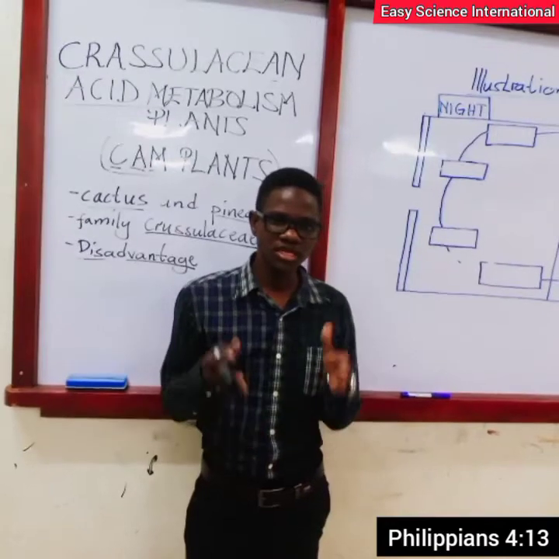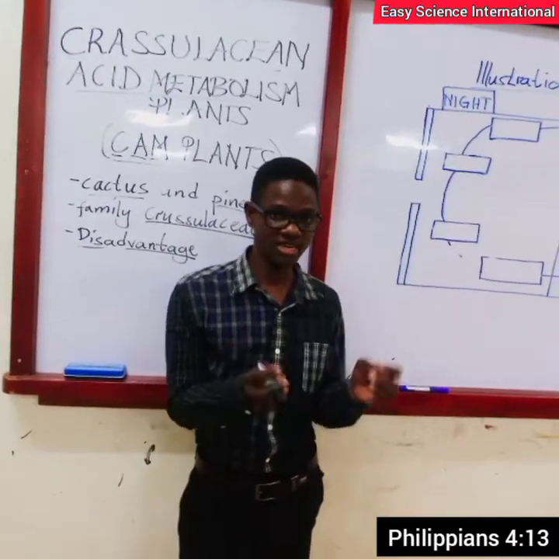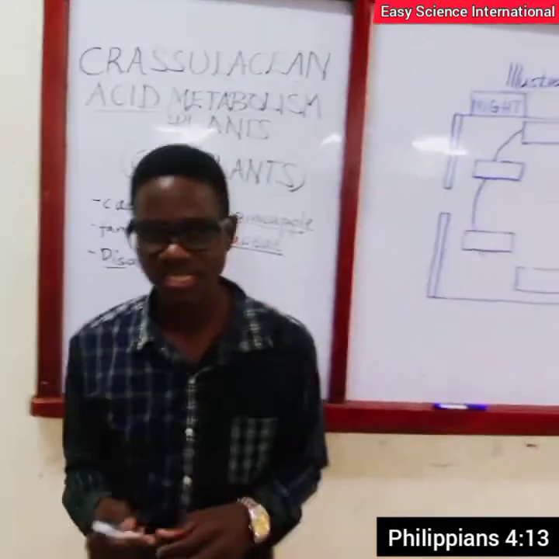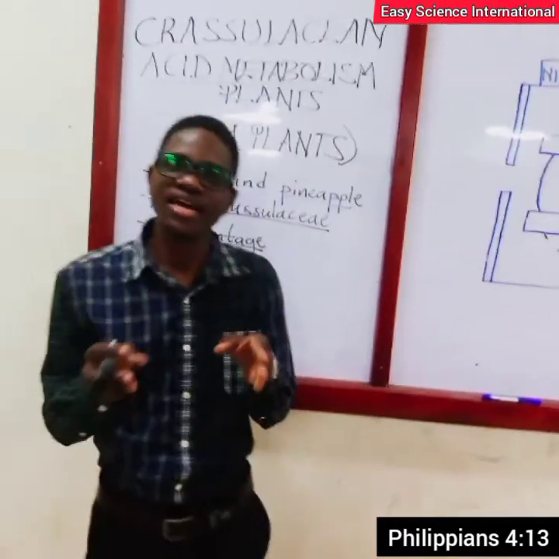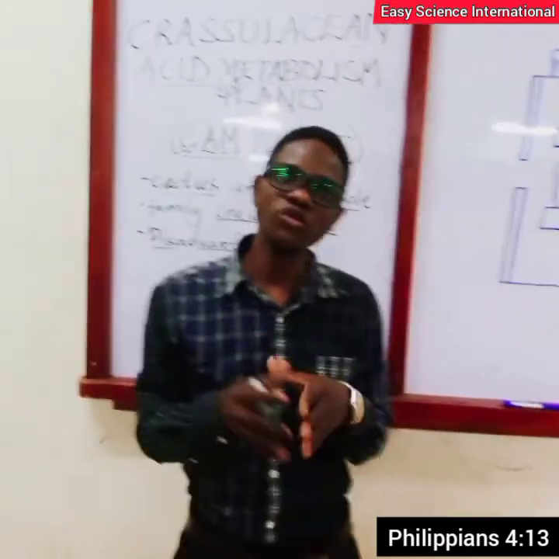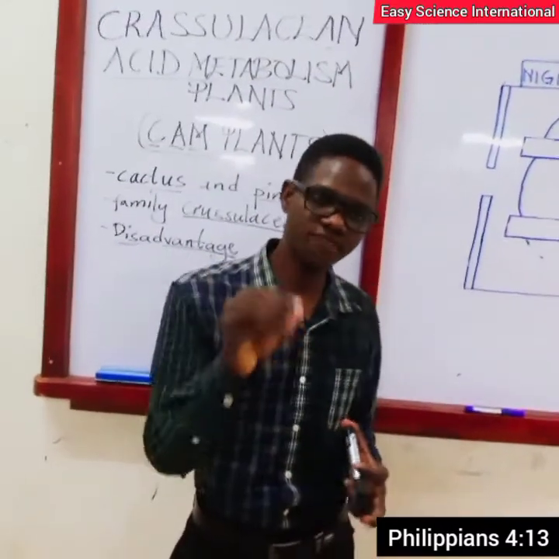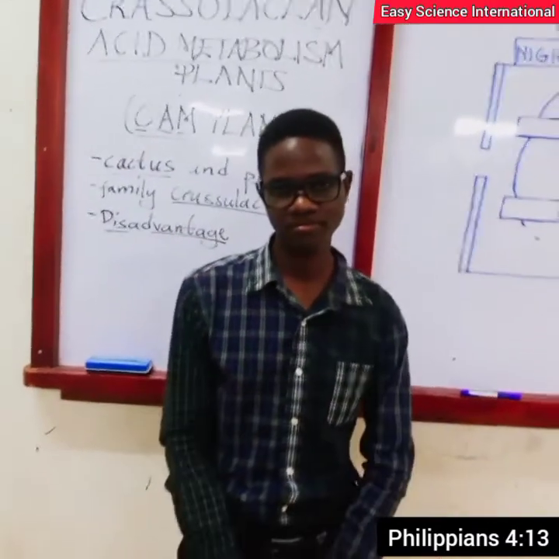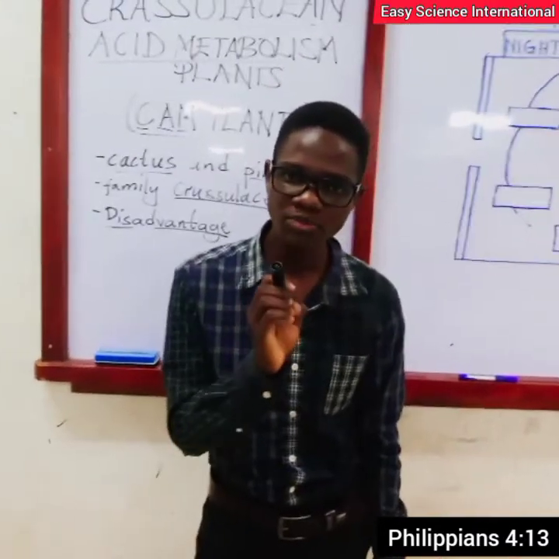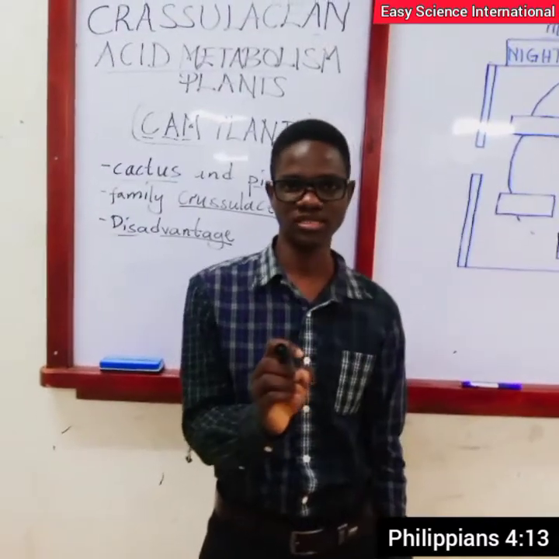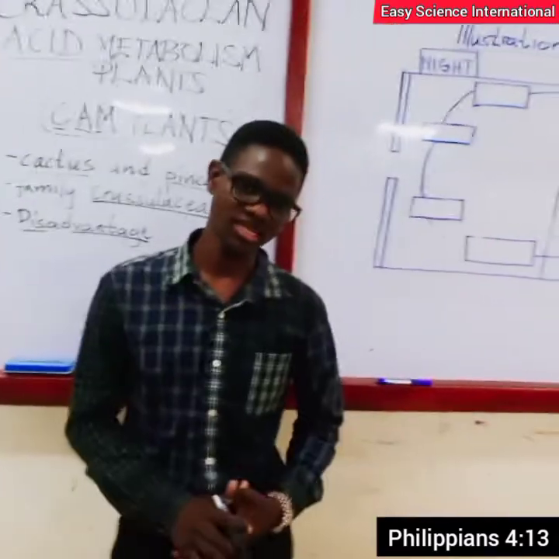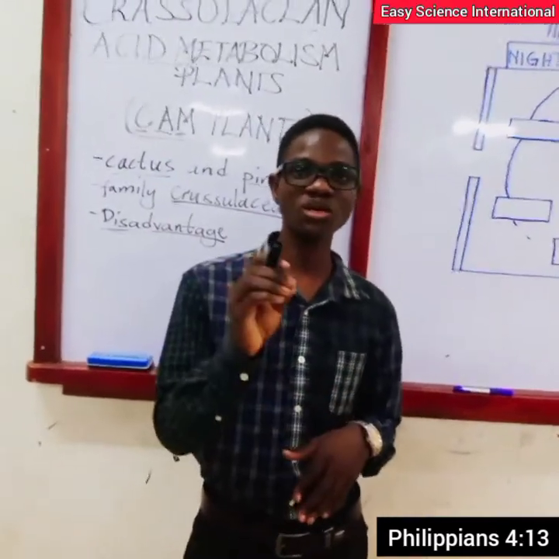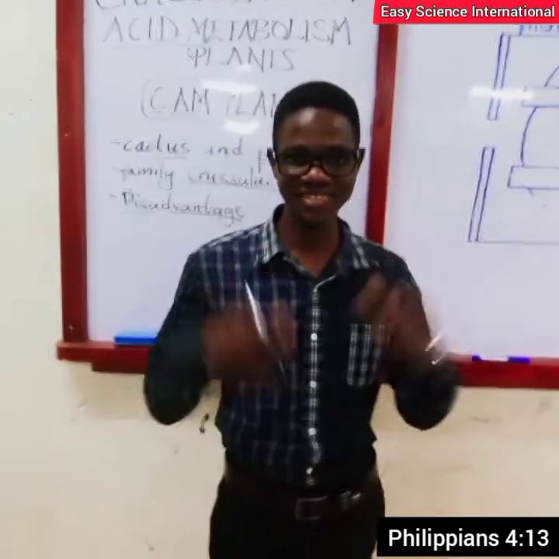Now, yes, it is to that advantage, but it has a disadvantage. And this disadvantage is these plants cannot allow diffusion of carbon dioxide into the leaf during the day. Reason, the stomata are closed. So, how do these plants carry out photosynthesis, like the C3 and C4 plants? How do the CAM plants photosynthesize? This is a question we are set to answer in this tutorial.